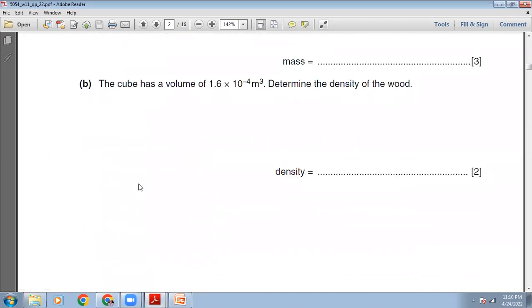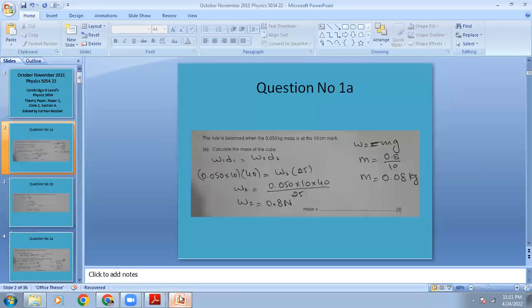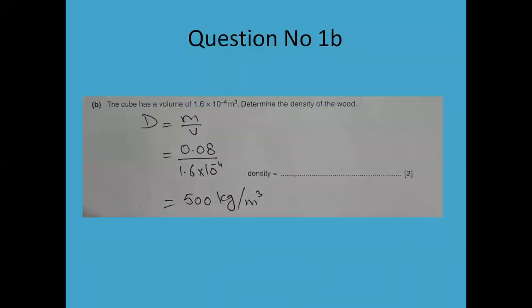The cube has a volume of 1.6 times 10 to the power minus 4 meter cube. Determine the density of the wood. You know, the formula for the density is mass divided by volume. In part A, we have found the mass of that cube, and now we know the volume also, so we can find the density. Density is equal to mass divided by volume.